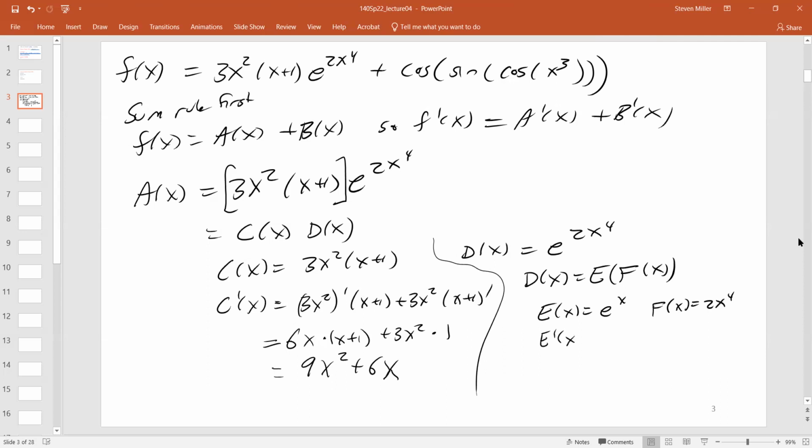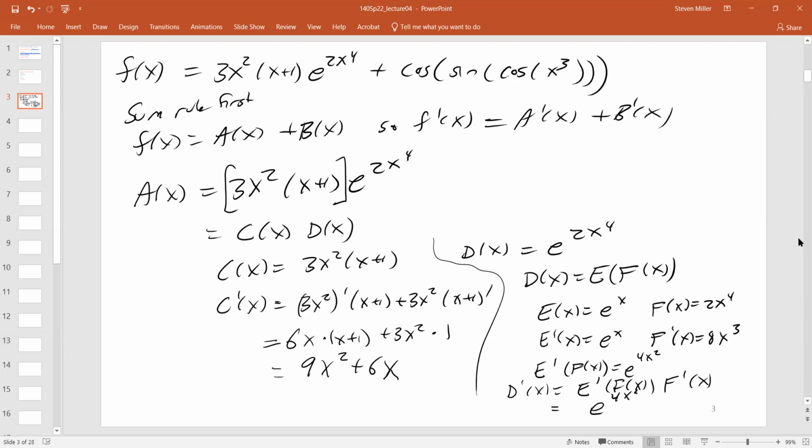e prime of x is just e to the x. f prime of x is 8x cubed. But we need e prime of f of x, which is e to the 2x to the 4th. And now D prime of x by the chain rule is e prime at f of x times f prime of x. The f prime of x is the most forgotten part. And so that would be e to the 2x to the 4th times 8x cubed. And so putting all of that together, that would give us the derivative of the first part.